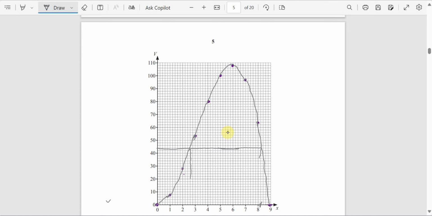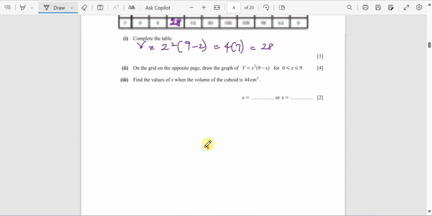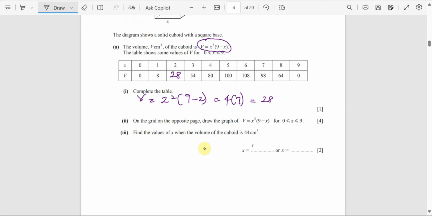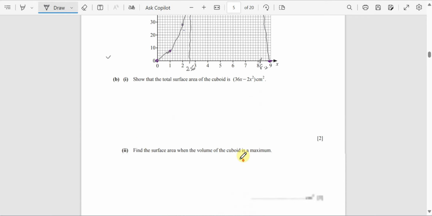From here, I have my answers to be 2.6, and the other one is 8.2. There would always be a range of answers for questions like this. So feel free to use the mark scheme to get your range of answers. So 2.6 or 8.2. Then we move to the next question.